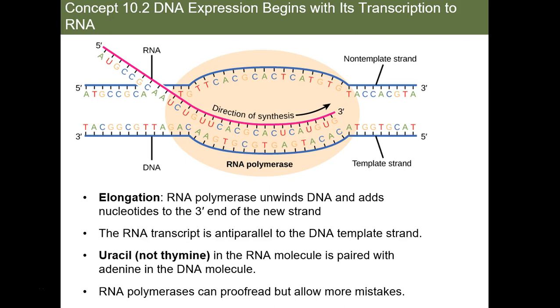During the second step of transcription, elongation, RNA polymerase unwinds DNA and adds nucleotides to the 3' end of the new strand. The RNA transcript is anti-parallel to the DNA template strand. Uracil, instead of thymine, in the RNA molecule is paired with adenine in the DNA molecule. RNA polymerase can proofread and recognize errors, but it allows more mistakes than DNA polymerase does.